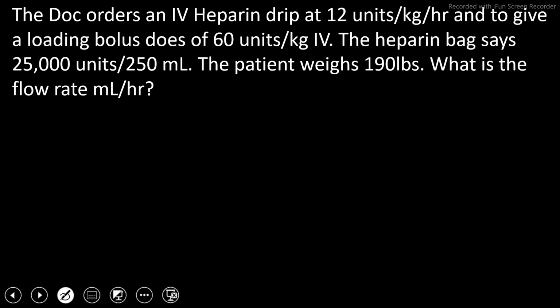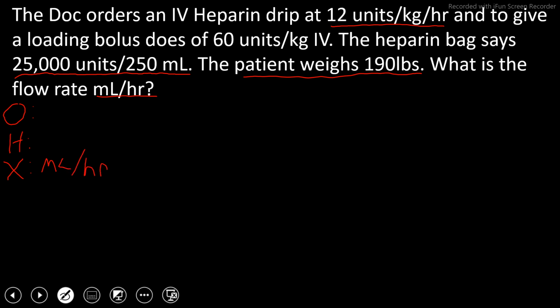The doctor orders IV heparin drip at 12 units/kg per hour to give a loading dose of 60 units/kg IV. The heparin bag says 25,000 units per 250 ml. The patient weighs 190 lbs. What is the flow rate? So ml per hour. So let's figure out what our O, H, and X is. O is order, H is for what we have, and X is for what we want to figure out. So what we want to figure out is how many ml per hour.